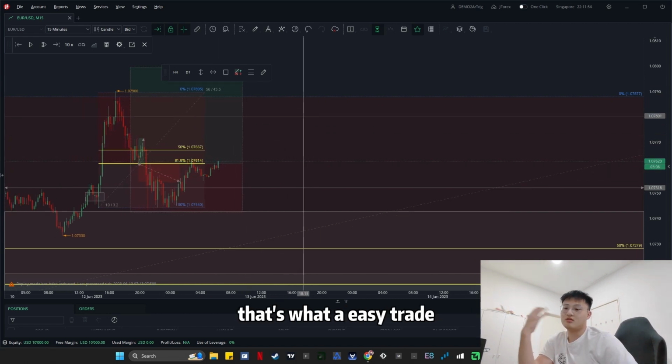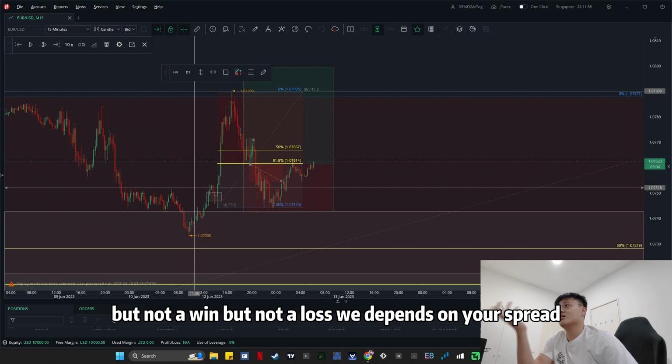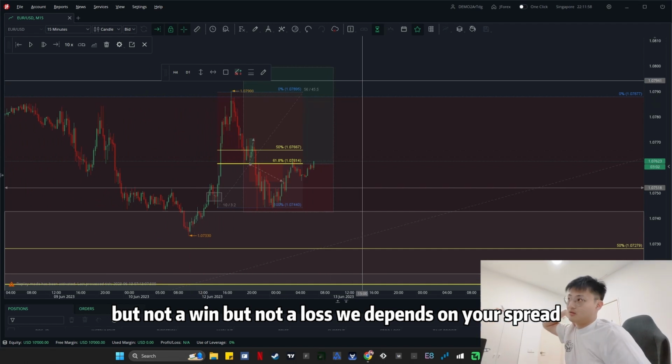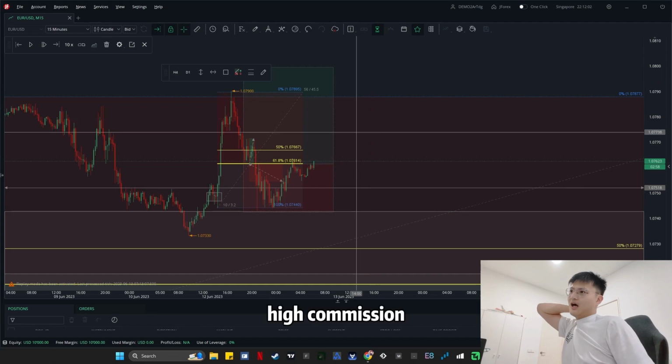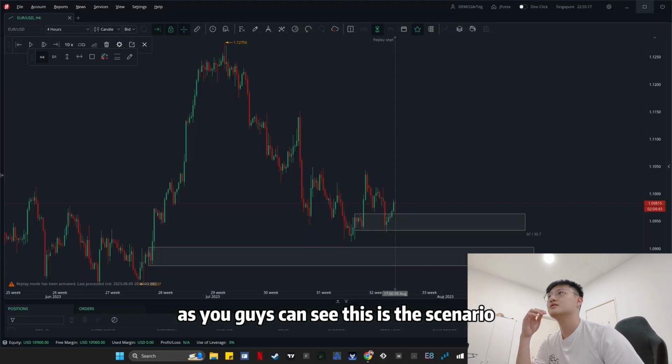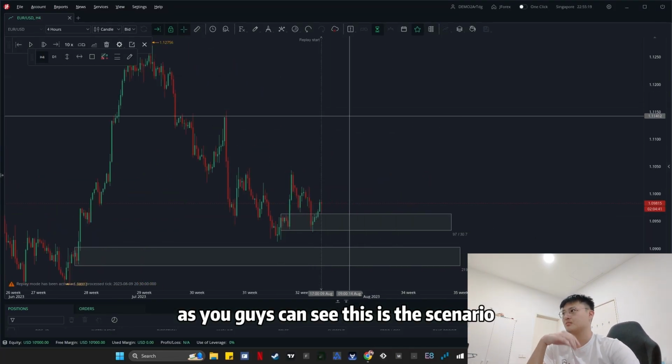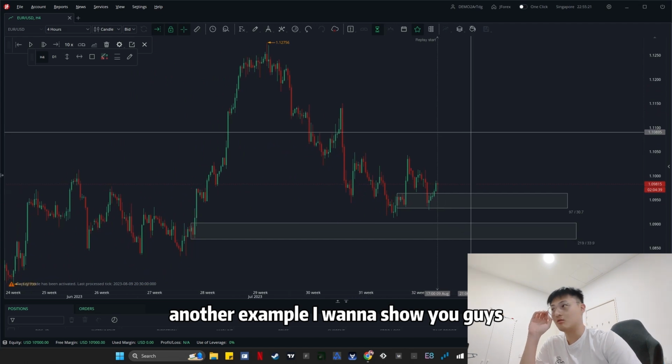And that's it. That's for the first trade. Easy trade, not a win, but not a loss. It depends on your spread, but most of the prop firms I use have low spreads, high commission. As you guys can see, this is the scenario. Another example I want to show you guys.